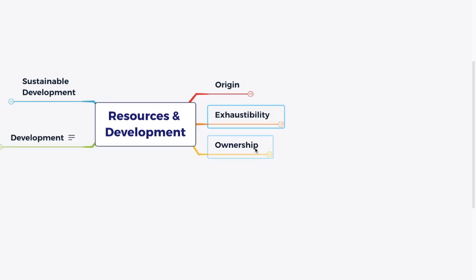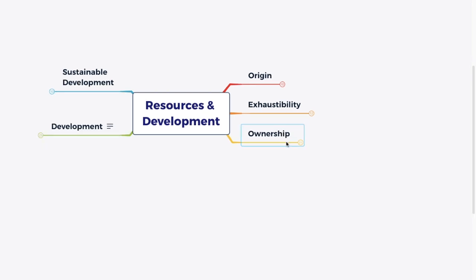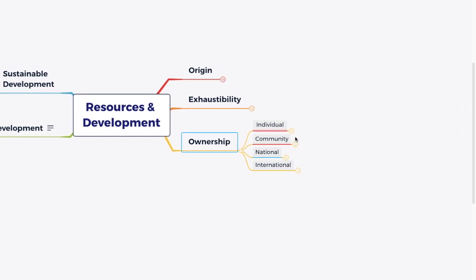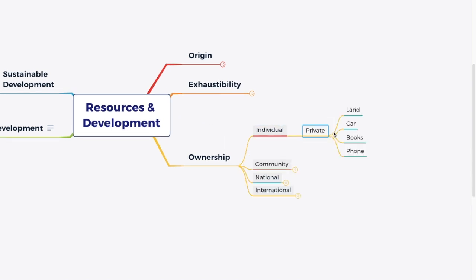Now let's take the next one. Ownership. We have individual, community, national and international. So what comes under individual? Basically resources which you privately own. Example, land, car, books, phone.